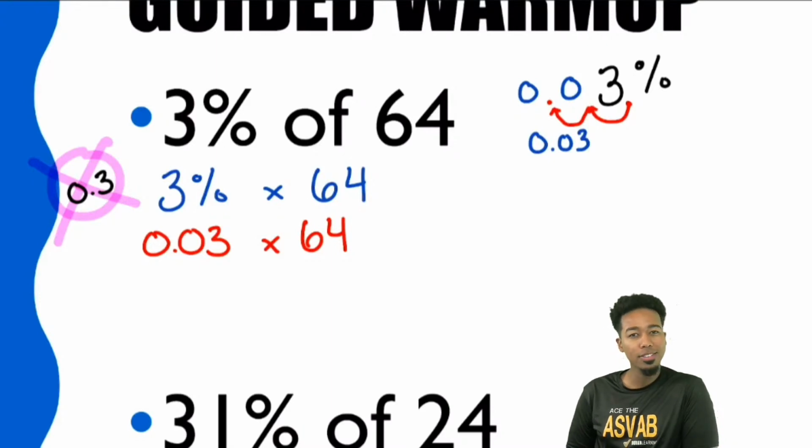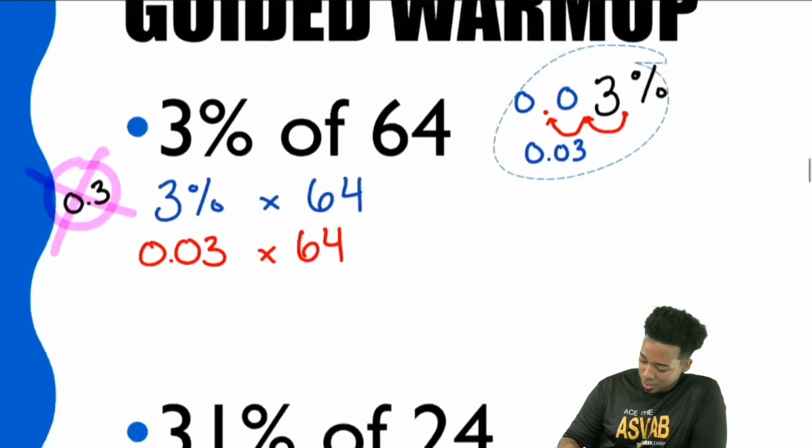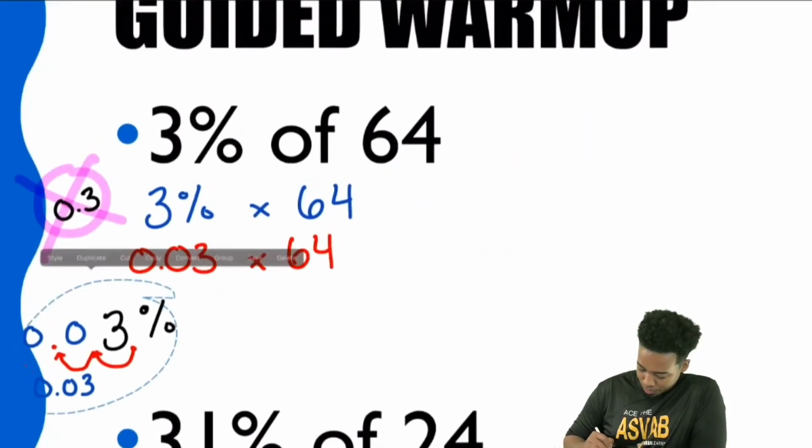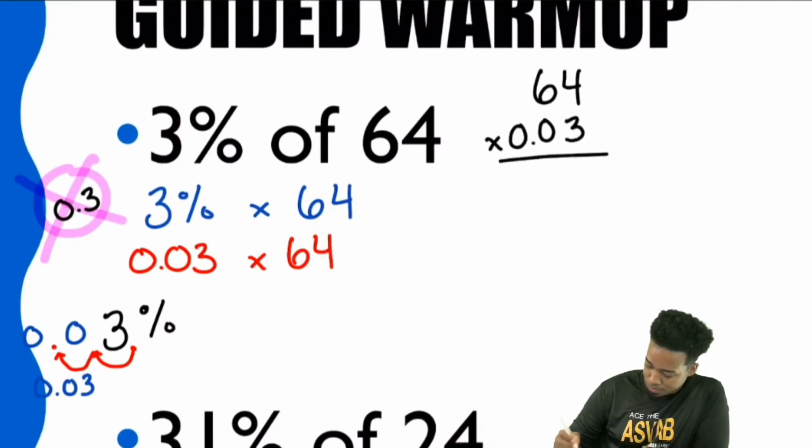And let's see if we got it down. See if you can follow along. If you want to work ahead, feel free. I got you. Let's go. So let me move this over here. And I'm going to do, again, 64 times 0.03.